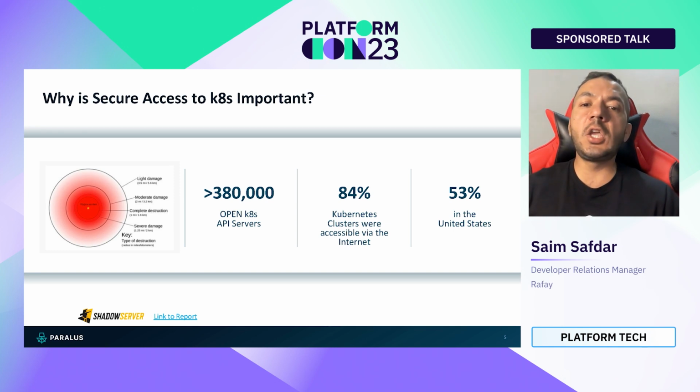The inability to secure Kubernetes infrastructure is a growing problem for organizations. In May 2022, a nonprofit security organization named the Shadowserver Foundation scanned more than 450,000 systems hosting Kubernetes and found that more than 380,000, 80% of these systems, were accessible via the internet, potentially providing an opening into the corporate network. In fact, the data shows that the majority of Kubernetes API servers were found in the United States, nearly 53%.